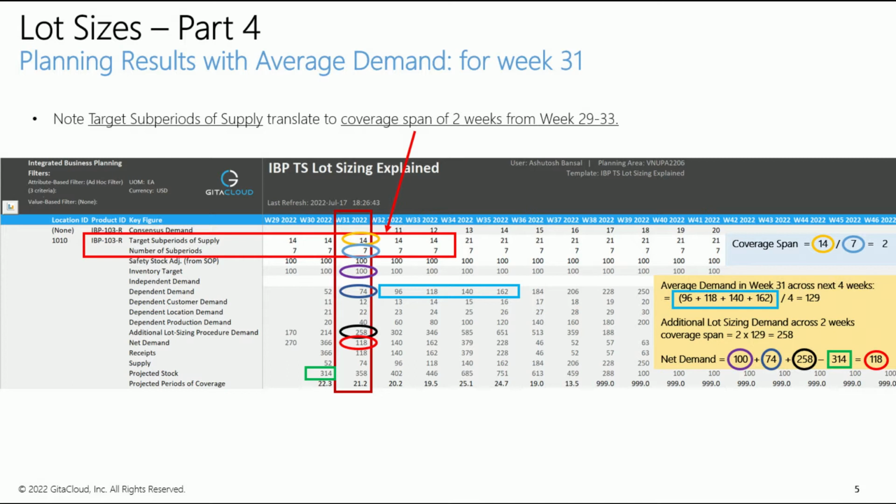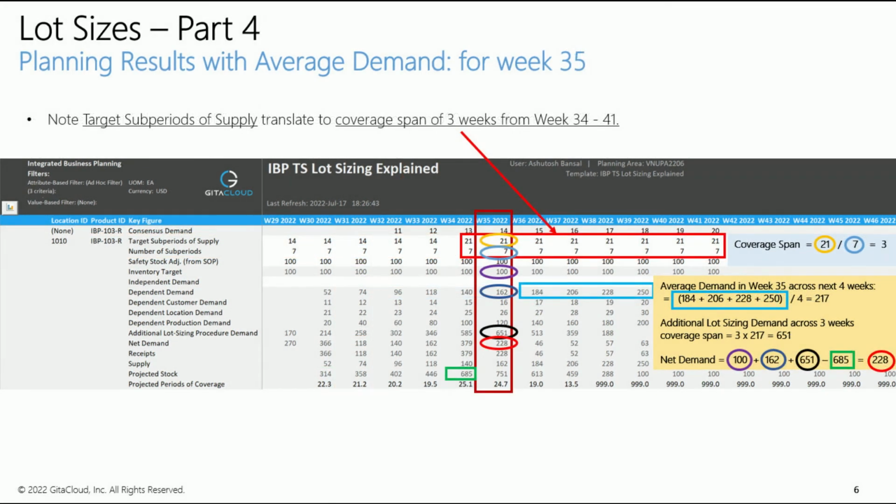Number of subsequent periods for average demand is set to 4, hence we take the average of demand from weeks 32 to 35. This is 129 units, as explained on the right side of your screen. Additional lot sizing procedure demand is based on a coverage span of 2 weeks, hence 2 times the average demand of 129, gives us a value of 258 units. Net demand is calculated as before. We add inventory target of 100, to the dependent demand of 74, and the additional lot sizing demand of 258. We then subtract 314 units of projected stock from week 30, to arrive at the net demand of 118 units.